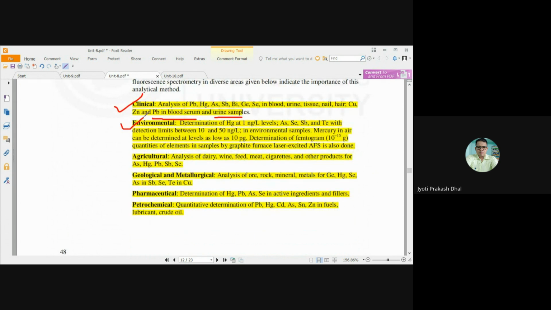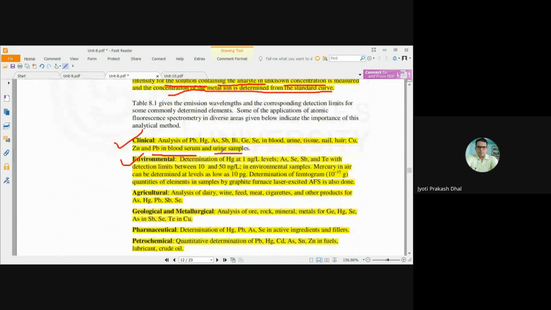Now, for environmental purposes, the AFS can be used for the determination of mercury at the 1 nanogram per liter level. Similarly, it can detect the presence of arsenic, selenium, antimony, and tellurium, with a detection limit of 10 to 50 nanogram per liter.